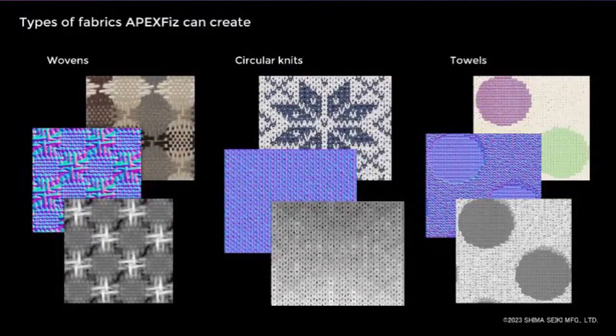The types of fabrics that you can create using APEXFiz are wovens and circular knits. And towels can now be created as well, since the release of the latest software version. We are planning to support the creation of embroideries also in the near future, so please stay tuned for future updates.